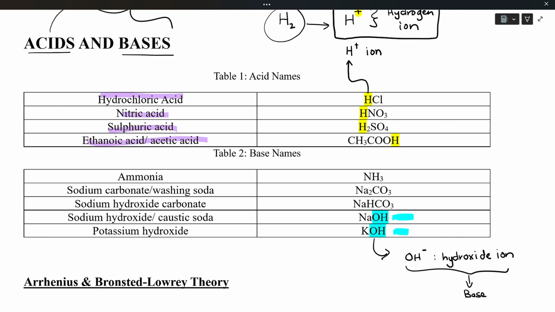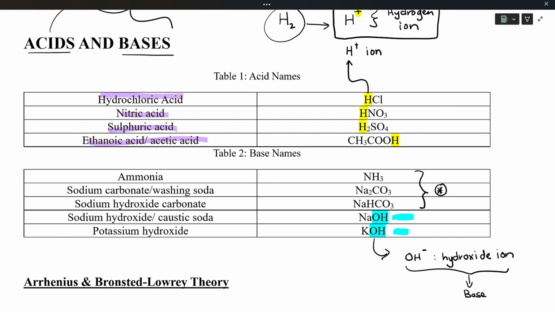Okay, but then you get formulas like ammonia, which doesn't have OH. You get sodium carbonate, which also doesn't have OH. So how do we know that these are bases? We're going to look at the theory just now, but there's a certain characteristic of these bases when we dissolve them in water that characterizes them as a base. And that's what we're going to look at now.